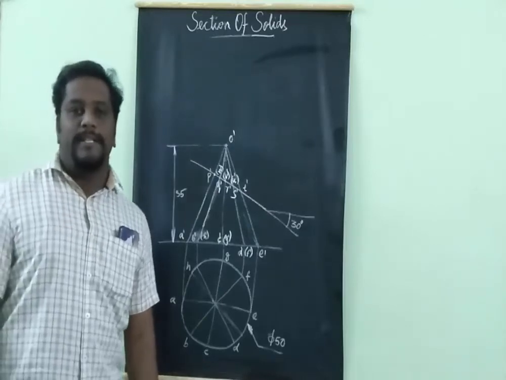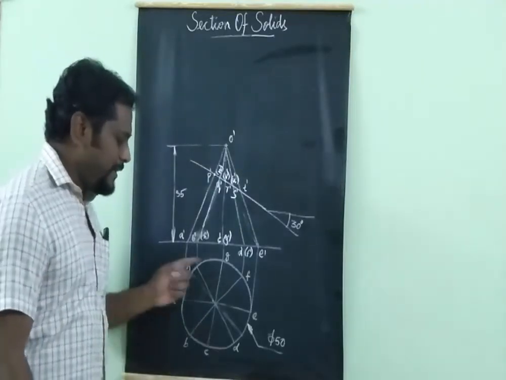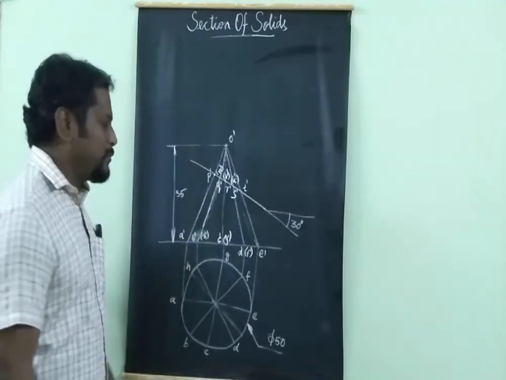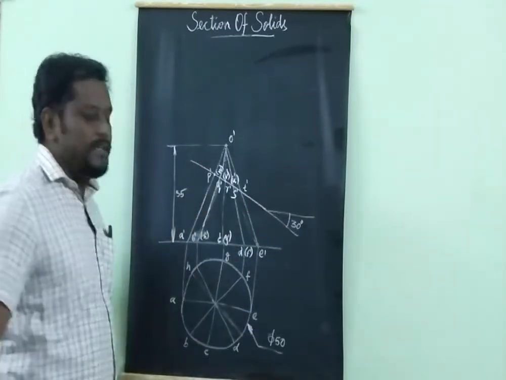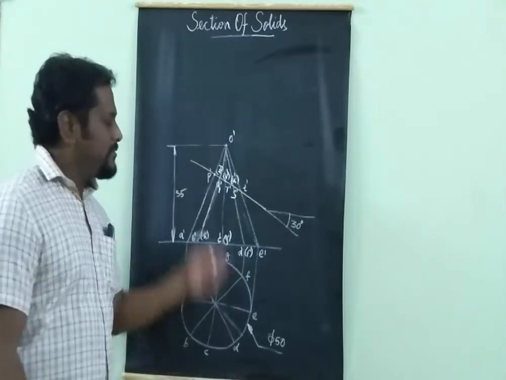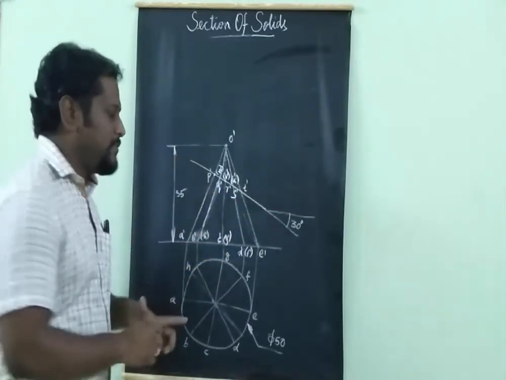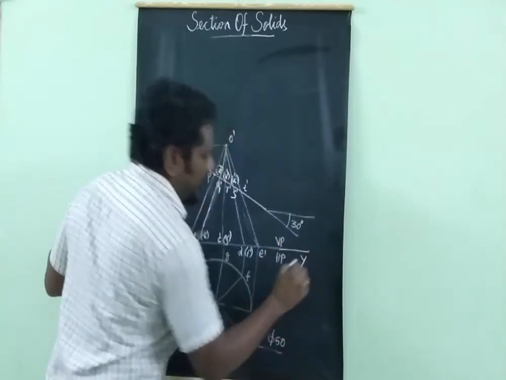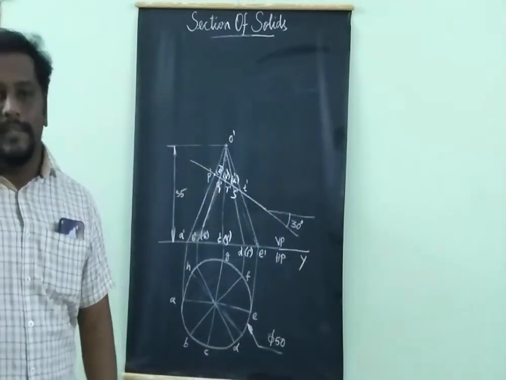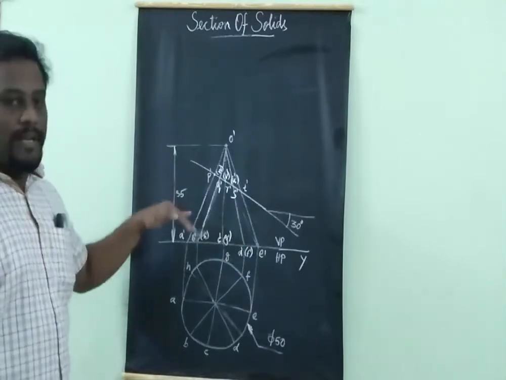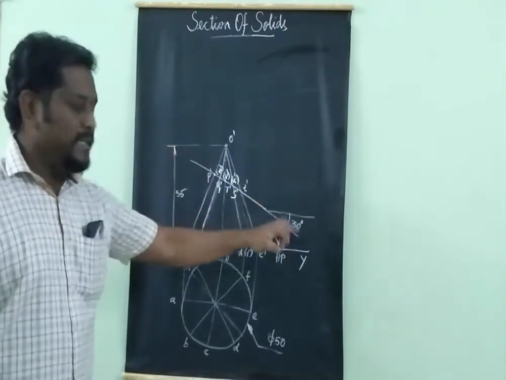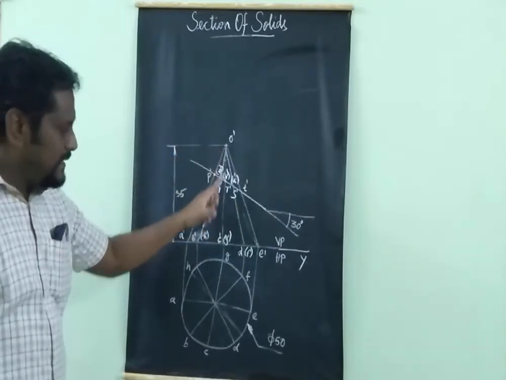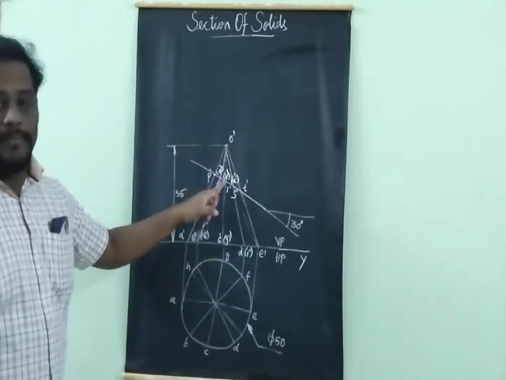The next problem: it is given that a cone with base diameter 50 mm and axis height 55 mm. So I have drawn the simple position like this, and the cutting plane makes 30 degrees with HP. This is your HP, this is your VP, and this is Y. So the cutting plane makes 30 degrees with HP, and it will come above the XY line, and it cuts the axis, that is this line, 20 mm from the apex point.